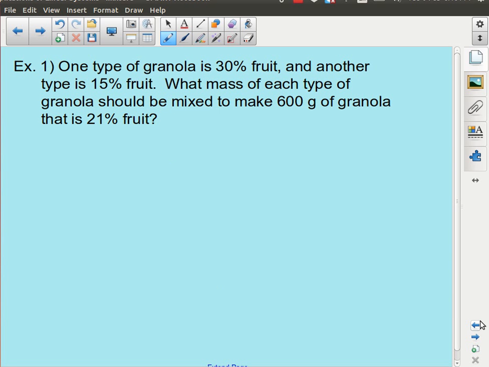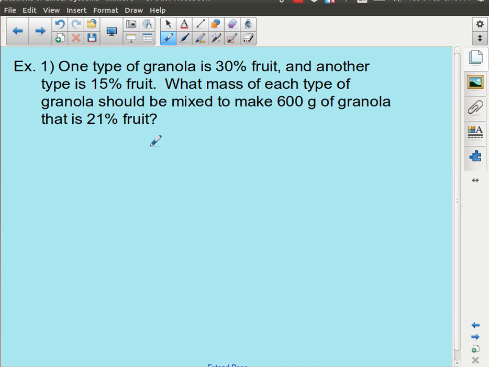All right, so in this case, we have a mixture question where we have a type of granola that's made of 30% fruit, which means the other 70% is made up of something that's not fruit, oats or nuts or something like that. We have a second type of granola that's made up of 15% fruit. Now we want to mix these two types of granolas together to make 600 grams of granola that is 21% fruit.